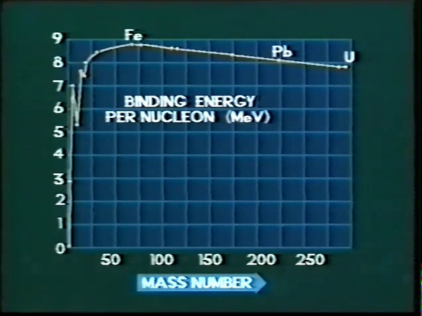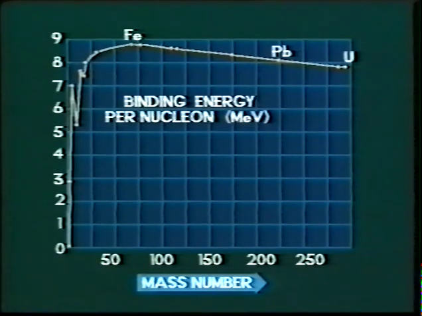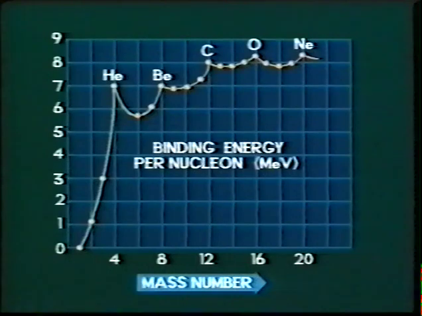This graph shows the average binding energy per nucleon against the mass number A. The binding energy per nucleon rises rapidly to a peak at iron, which has the most stable nucleus. It would take a lot of energy to break it apart. As the nuclei get heavier than iron, the average binding energy declines because of the buildup of the Coulomb repulsive force between the protons. Let's examine mass numbers 20 and less.